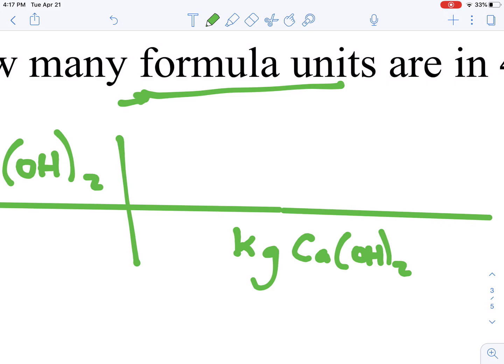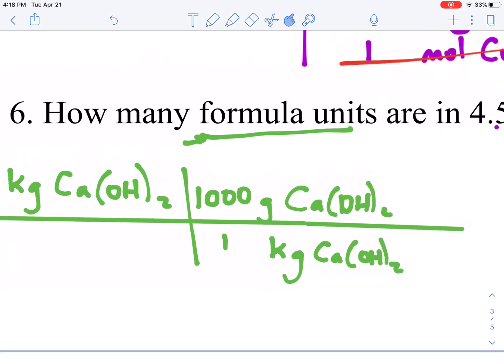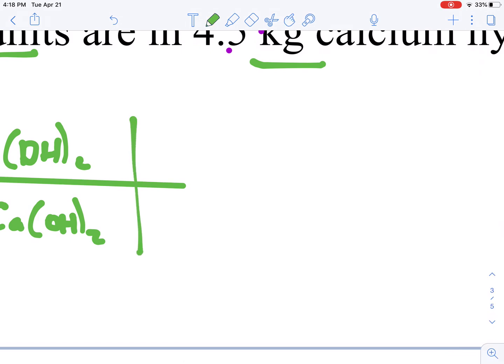So do we know how many kilograms a formula unit weighs? Definitely not, right? Formula units, that's like the size of a single compound. We don't know how much a single one of those weighs, but we might be able to get closer by having a smaller unit of mass, which would be grams, and we also know there's a relationship between grams and moles. So let's go ahead and do that conversion to grams. We know that there are 1,000 grams of calcium hydroxide in 1 kilogram. And furthermore, once we've done that, we know that grams of calcium hydroxide must go on the bottom.